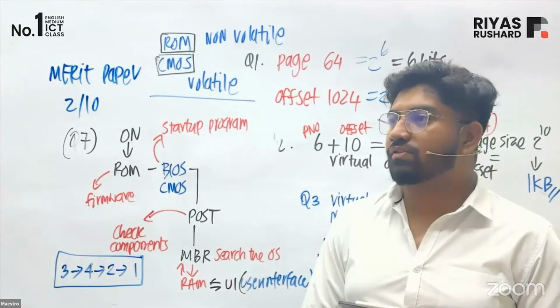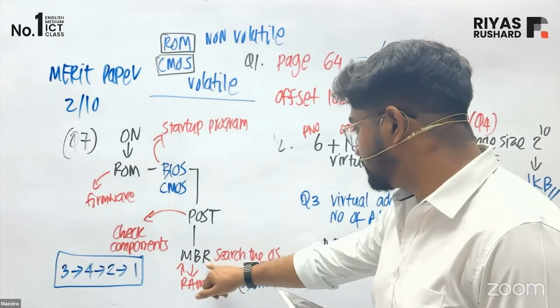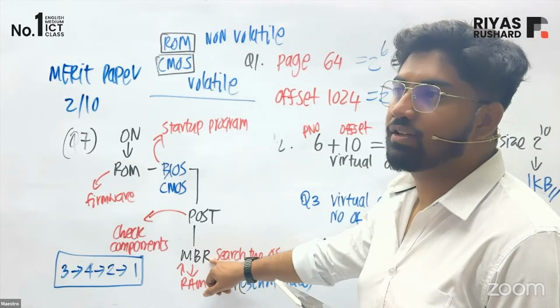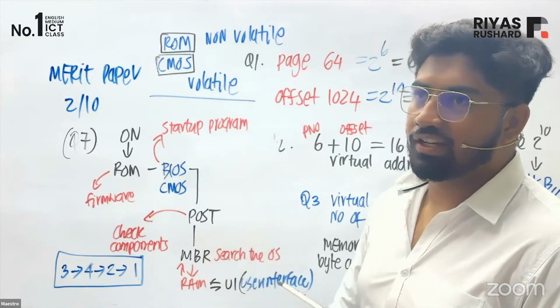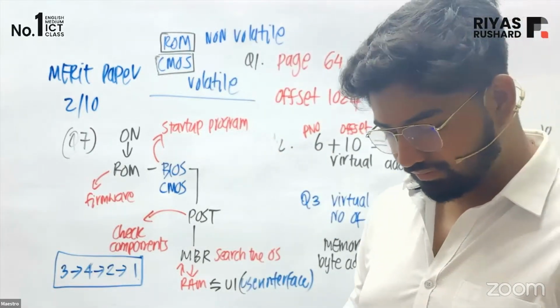So on which part of the kernel is loaded on the diagram in this board? MBR. The reason is volatile.